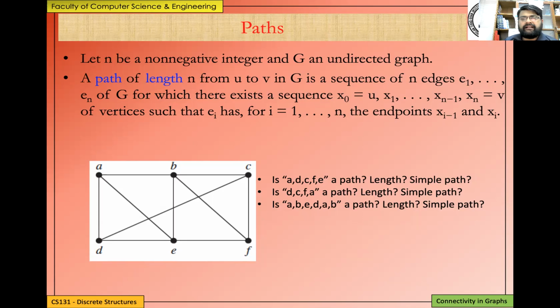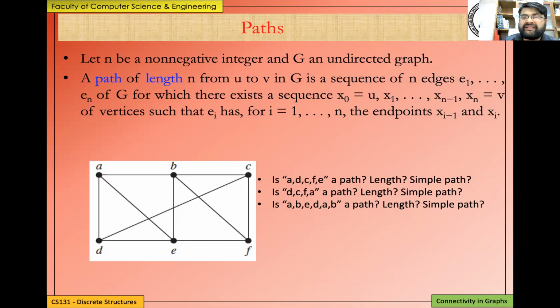Let's define it here. Let n be a non-negative integer and G be an undirected graph. Then a path of length n from u to v, so from a particular vertex u to v, in G is a sequence of n edges. So you have to define n edges starting from e1 and going on till en, for which there exists a sequence of vertices such that your initial vertex x0 is u, and you move on till xn, the final vertex in this particular path, which is v.